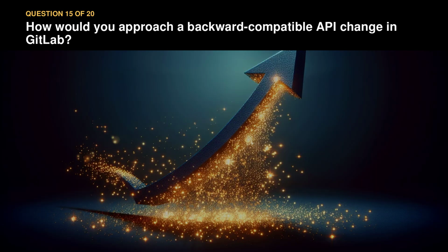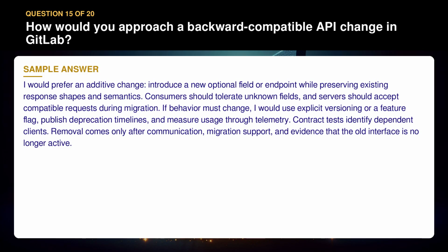Question 15. How would you approach a backward-compatible API change in GitLab? I would prefer an additive change. Introduce a new optional field or endpoint while preserving existing response shapes and semantics. Consumers should tolerate unknown fields, and servers should accept compatible requests during migration.